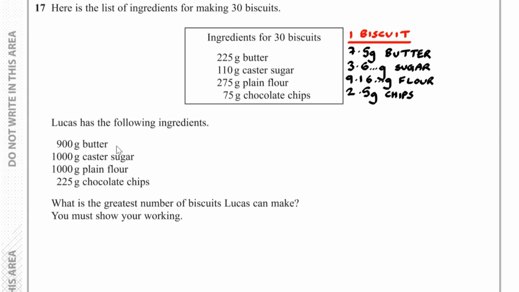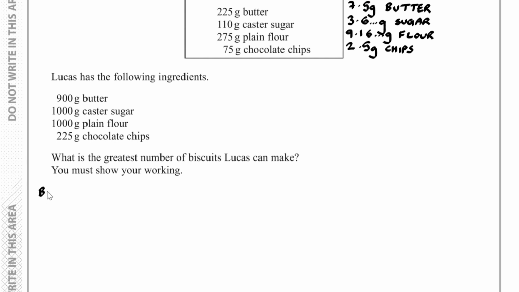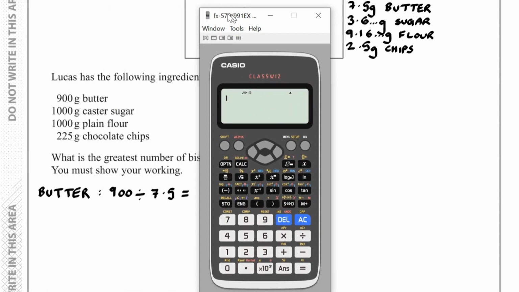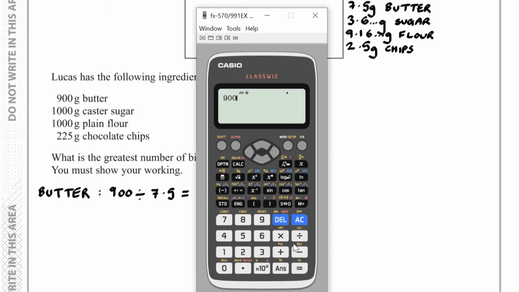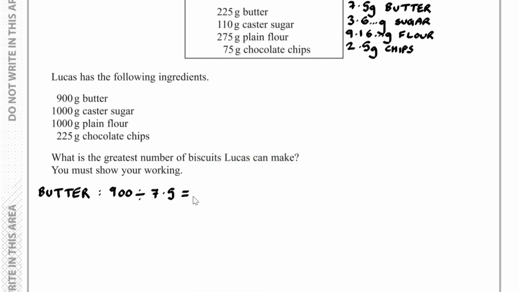Well, what we can do is divide each of these quantities by the relevant amount for each ingredient for one biscuit, and that will tell us how much of each biscuit we can make and what we're limited by. So if we take a look at butter, that means I need to do 900 divided by the 7.5. So if I work this out, 900 divided by 7.5 is 120.